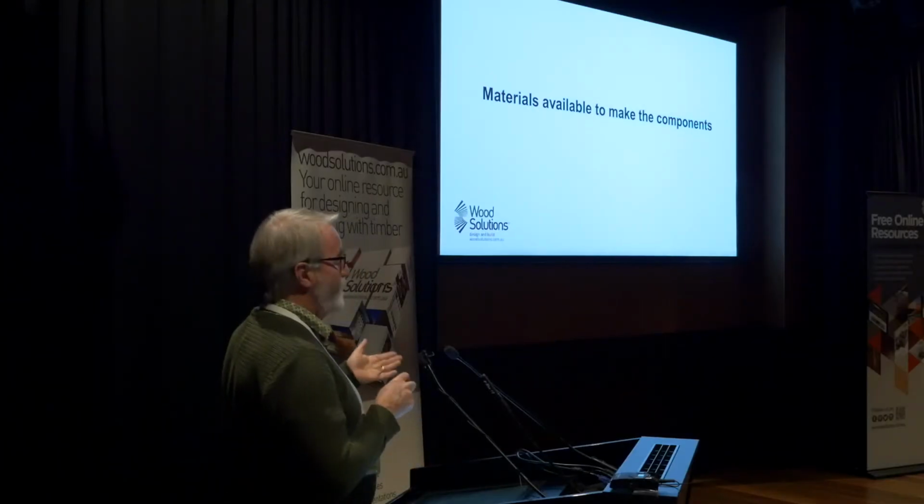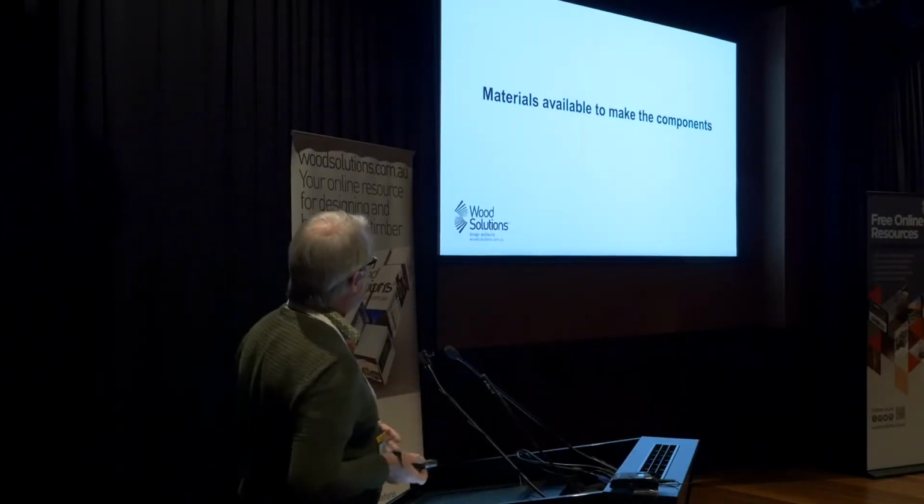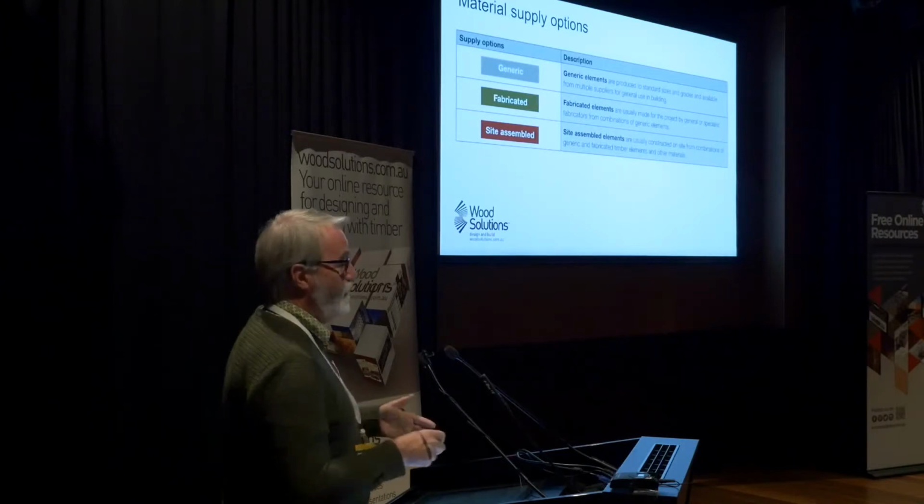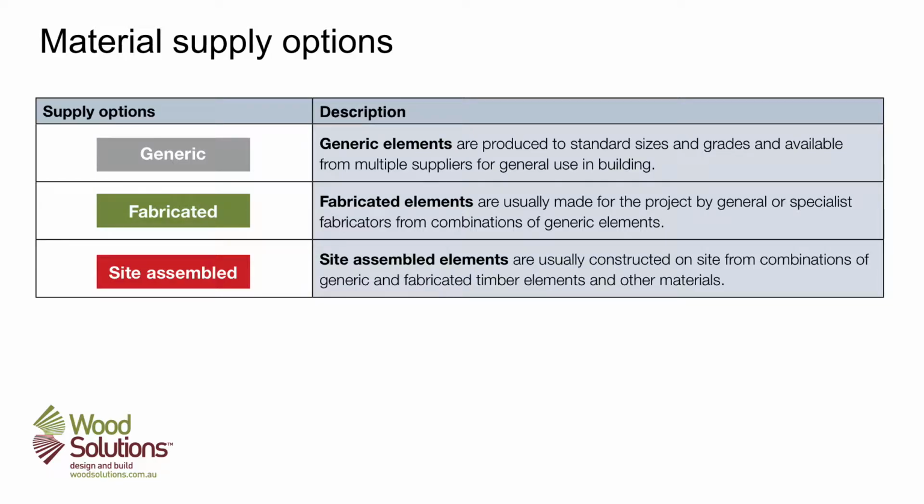Okay, so materials have to then be available to make the components, and we look at three major types. One is a generic component. I think Paul made a comment earlier about commodity products, and really this generic is a commodity product. It's something you can buy at the hardware store.